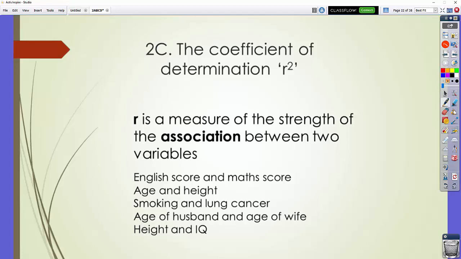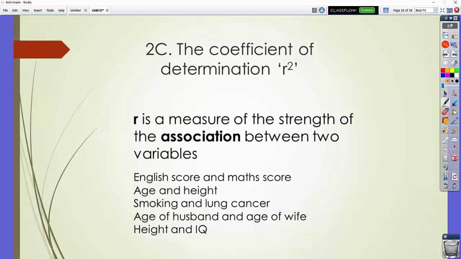Your English score and your maths score. They may be associated, they may not. Or any of these. How do we know there's an association as opposed to no association? There's some sort of a pattern, isn't there? That's what I'm asking. If you plotted your English scores and your math scores for this classroom, there may or may not be a pattern. Your age and your height, there may be a pattern. Smoking and lung cancer, admittedly, also may be a pattern.